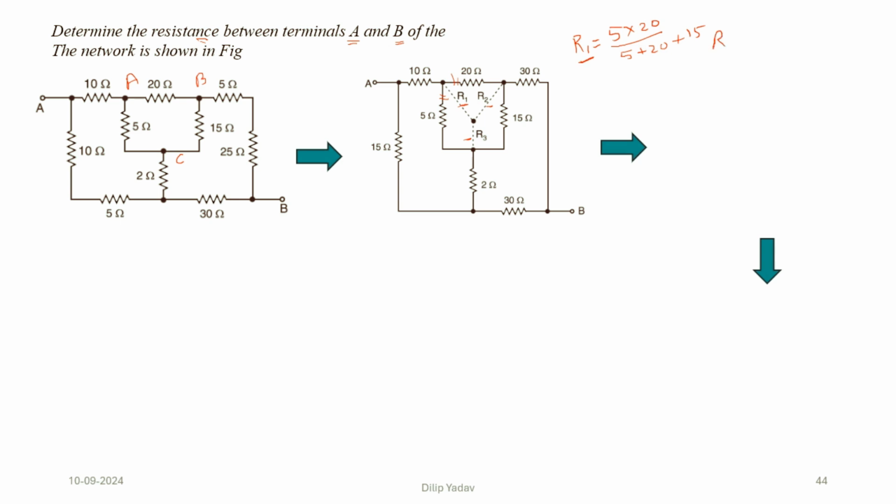Similarly, we can go for R2. The two branches connected to R2 are 20 and 15, so it will be 20 into 15 divided by 20 plus 15 plus the remaining 5. Similarly, we calculate R3. R3 is connected with the 5 and 15, so it will be 5 into 15 divided by the total resistance, 20 plus 5 plus 15. So R1, R2 and R3 have been calculated.